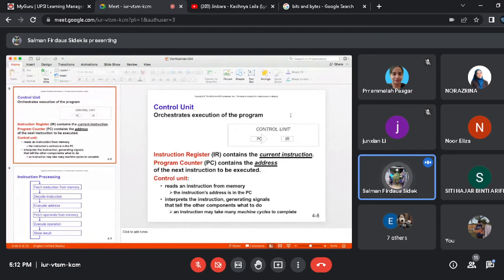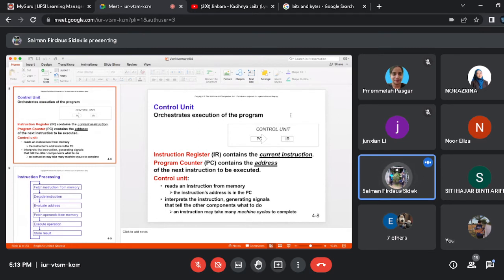And the control unit will send the read signal and the write signal. So what is actually happening when we talk about this? What is happening is that the control unit will read the information in the instruction, not just the information but the operand. Everything is in the instruction.